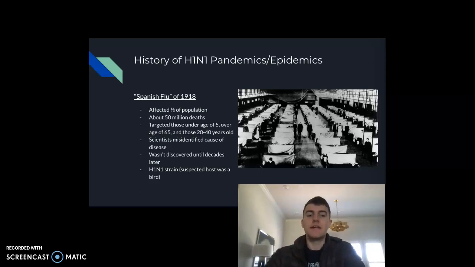Also, scientists had trouble identifying the cause of the disease. They kept thinking that some sort of bacteria was causing the disease, even though H1N1 is a virus. And this wasn't discovered until decades later. Because they kept misidentifying it, they were making vaccines and medications to attack a bacteria, but none of them worked because it was a virus. And for the H1N1 strain of the Spanish flu, the suspected reservoir was a bird.